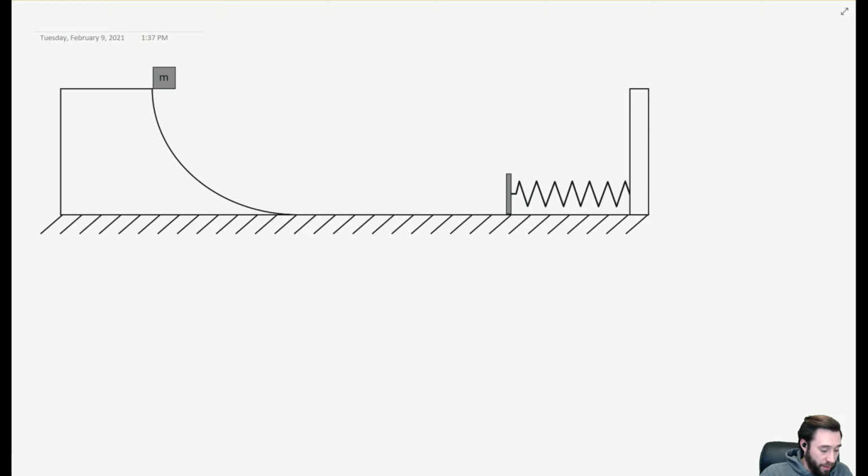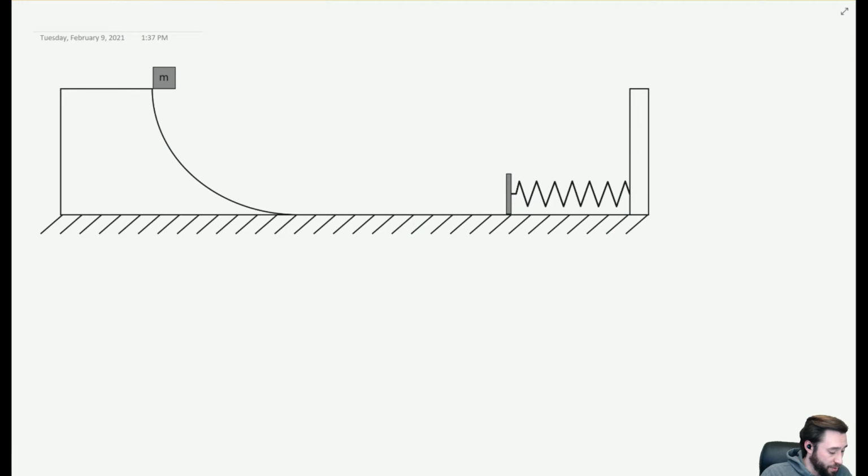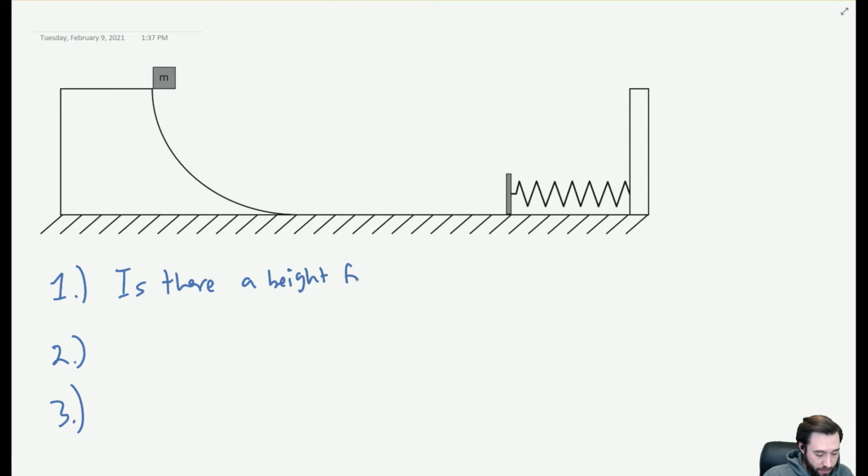So, in these problems, there's going to be 3 questions that you should ask yourself to help figure out what types of energy are present at each state. The first one, it doesn't matter what order these are in, as long as you ask all 3 of them. So is there a height from the ground?